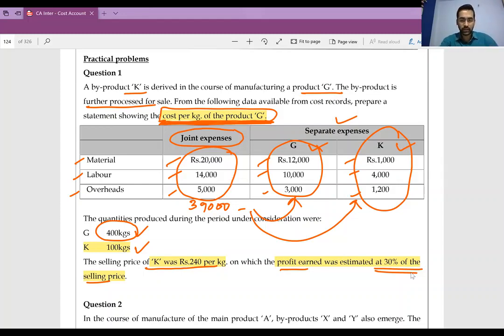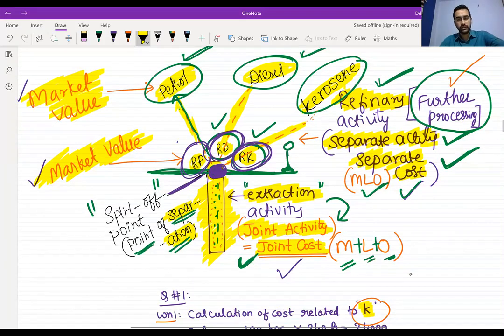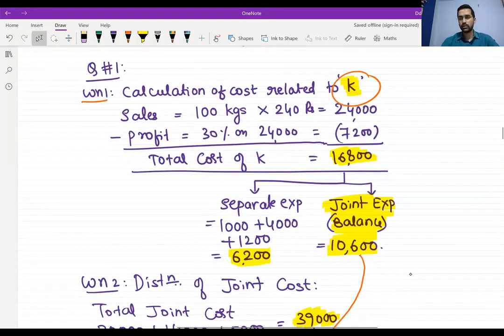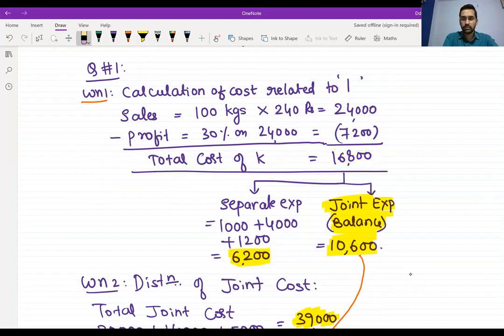Let us now work it out. I'll open my answer screen. I think the written answer is available, but you understand and write. Don't just blindly copy. I'll be explaining from the beginning. All of you start writing. My suggestion, don't be in a hurry to copy. Follow my explanation. I'll be highlighting in yellow. First, working note 1, calculation of cost related to K.